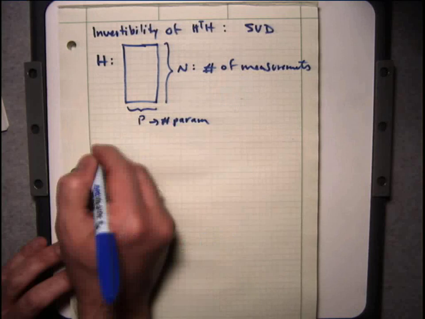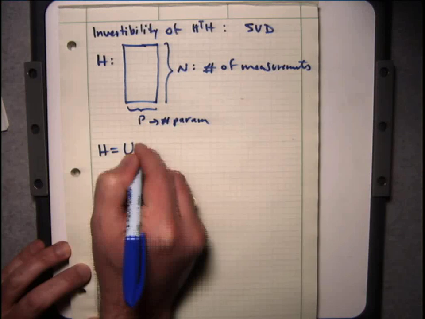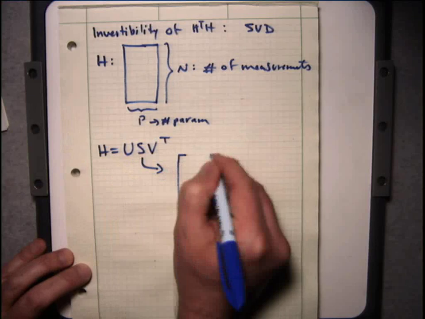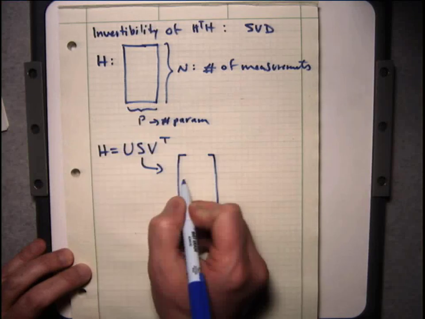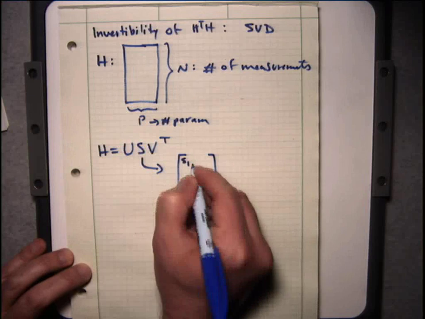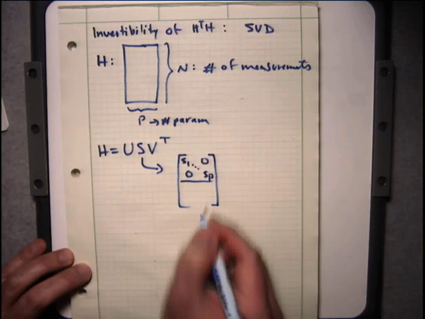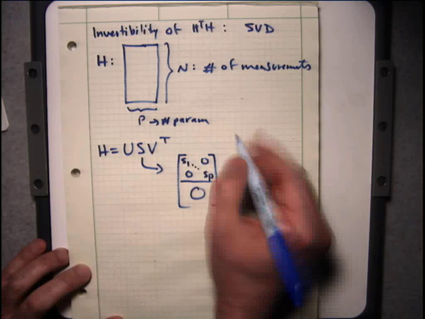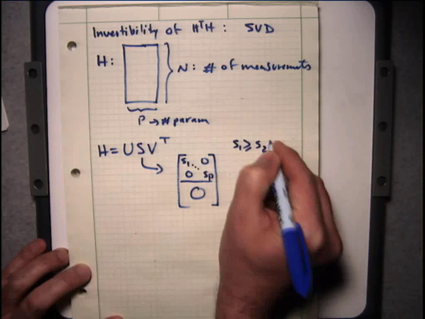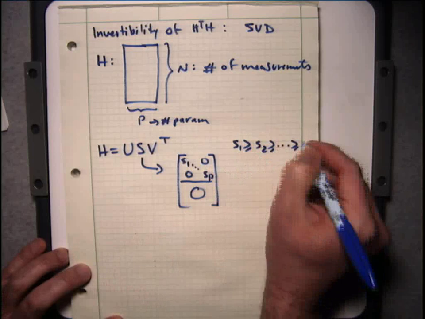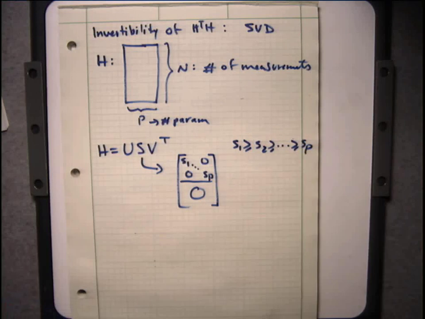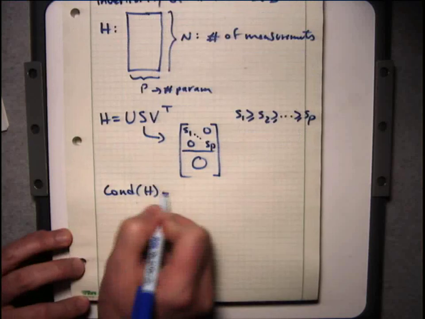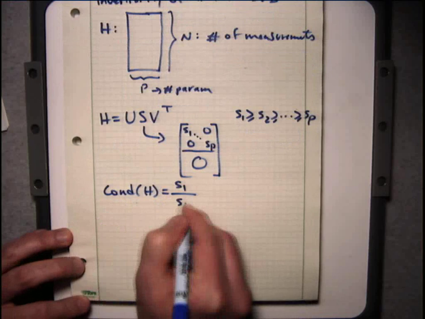So if you write the singular value decomposition for H, you're going to write something like U S V transpose. And the matrix S is going to be the same shape as H. It's going to have some singular values, S1 through SP, which are diagonal, and then all zeros below, okay? The S1, S2, and so on are arranged in decreasing fashion, and they're all positive by definition. So the condition number of H is the ratio of the largest to the smallest singular value.